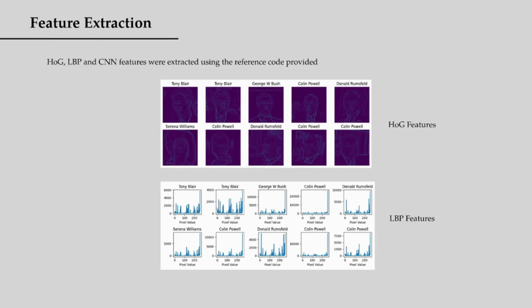Let's study feature extraction. We have to extract histogram of oriented gradients, local binary pattern, and CNN features. The reference code for that was provided by the instructor. And these are the features shown in the images.